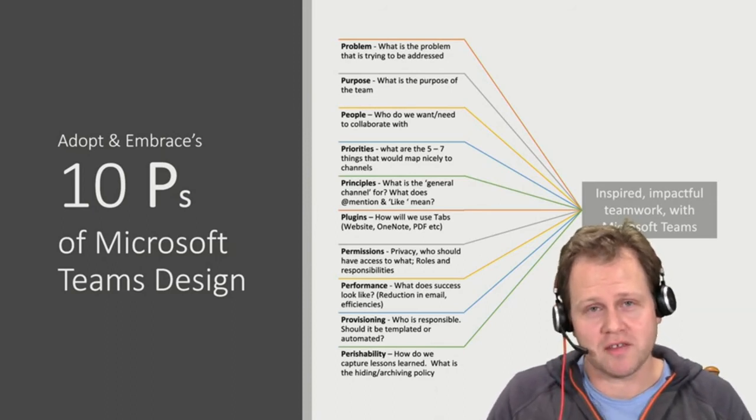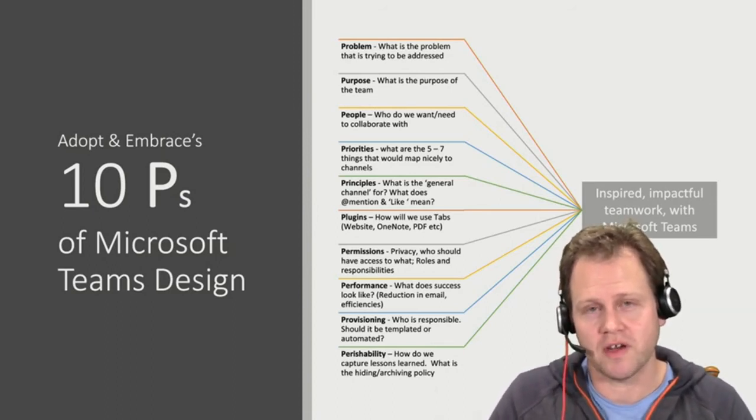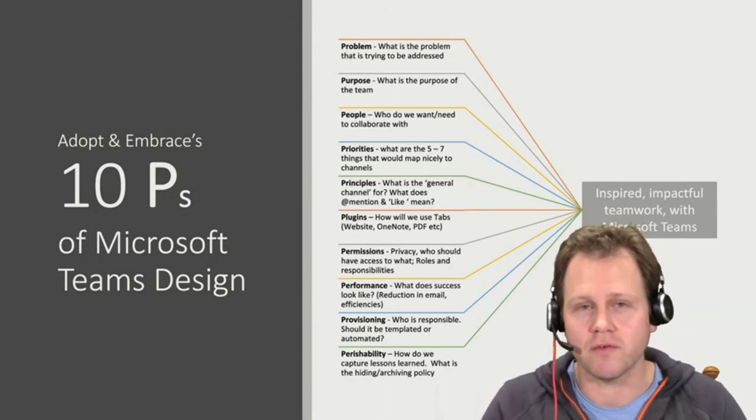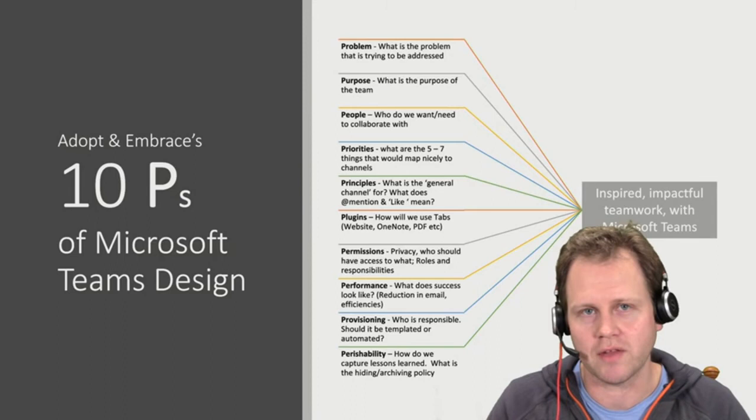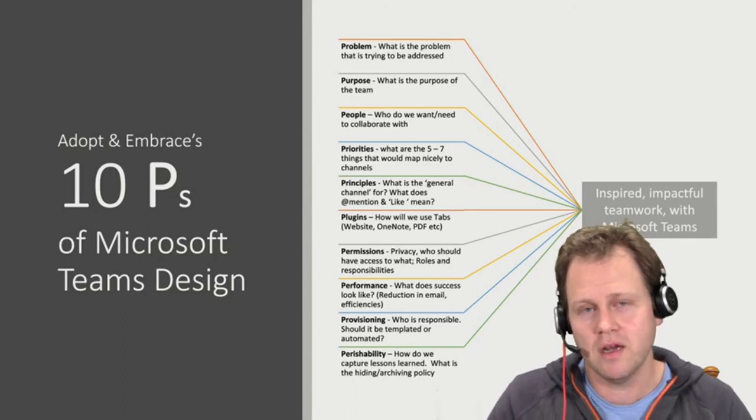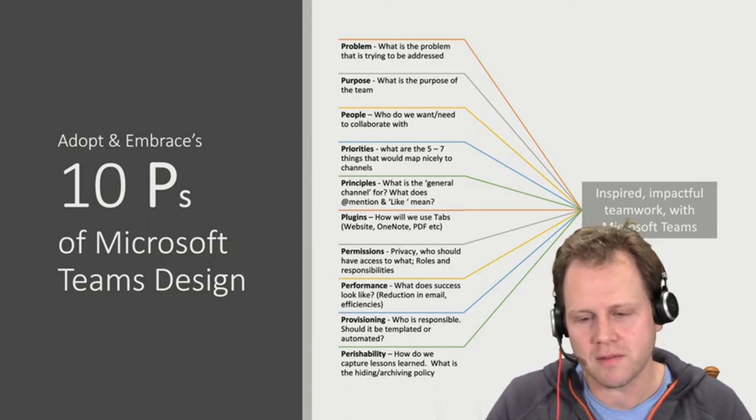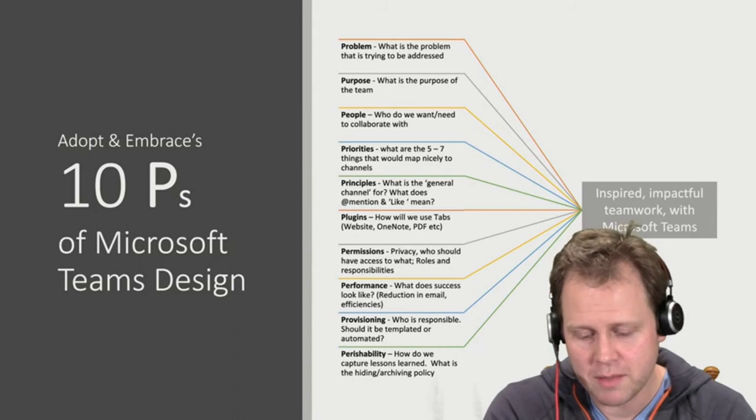How are we going to capture lessons learned? How are we going to share that knowledge with the rest of the organization? How are we going to retain this for the future if we need it? Or how are we going to dispose of it? And what are the decisions we're going to make around that? As long as we're clear about that right at the start, that can absolutely set us up for success. So they're the 10 Ps.